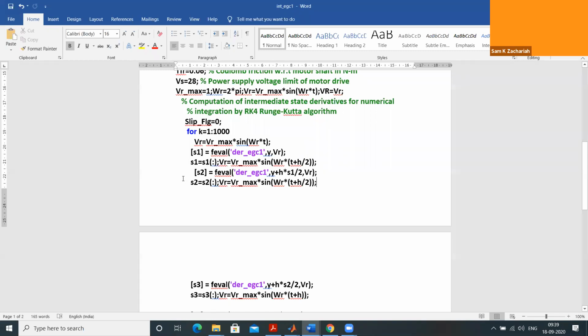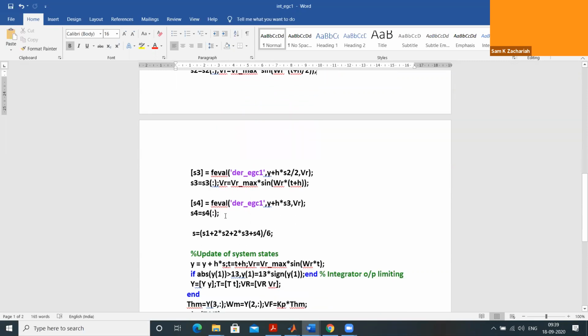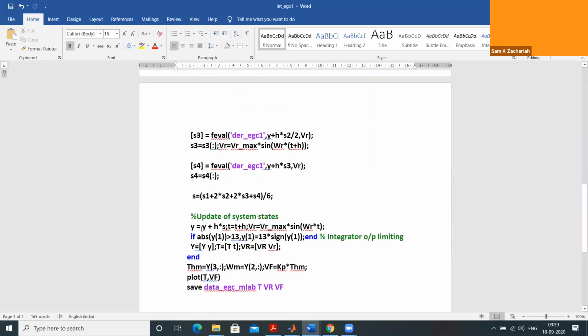And this S1, S2, S3, S4, these are the various slopes we already found out in that Runge-Kutta method. Then you are taking the average of that one, then updating the value y is equal to y plus h into s. Here only we are updating the states, the time we update, the command we update, and any limit we are going to apply on the system states we apply here.